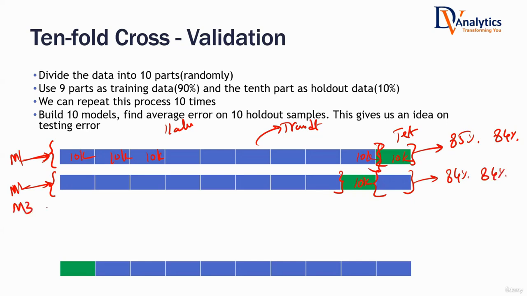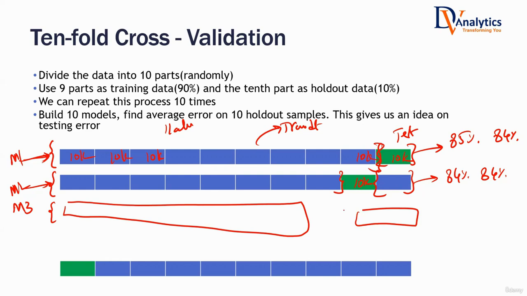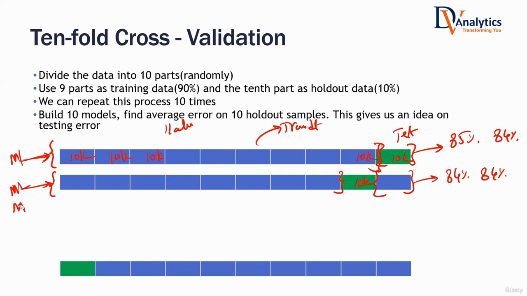Can you tell me, for model M3, how many records will be there in train data? Number of records in train data for model M3? Same 90,000, but which 90,000? Maybe the first 70, last 20. That will be train data, and then test data will be this piece, isn't it?